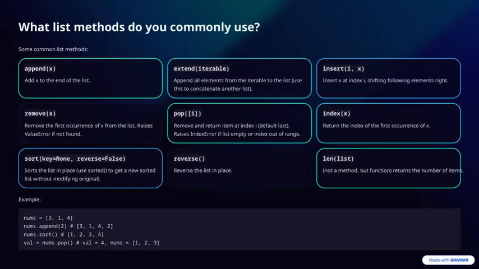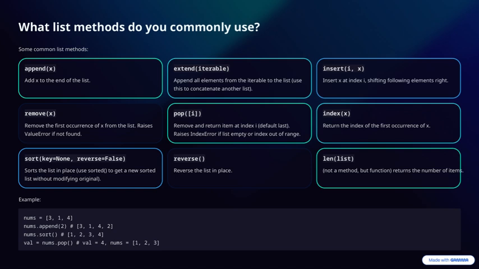Let's walk through some common list methods using this example. First, we start with the list nums, which initially contains the numbers 3, 1, and 4. When we use nums.append(2), we're adding the number 2 to the end of the list, resulting in [3, 1, 4, 2]. Next, when we call nums.sort(), the list gets sorted in place, so now it becomes [1, 2, 3, 4]. Then we use nums.pop() to remove and return the last item in the list, which is 4. After popping that, the list is now [1, 2, 3], and the value 4 is stored in the variable val.